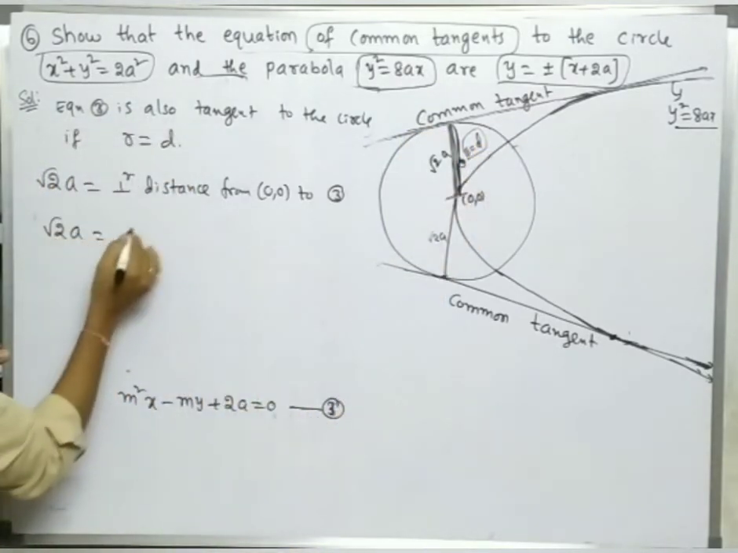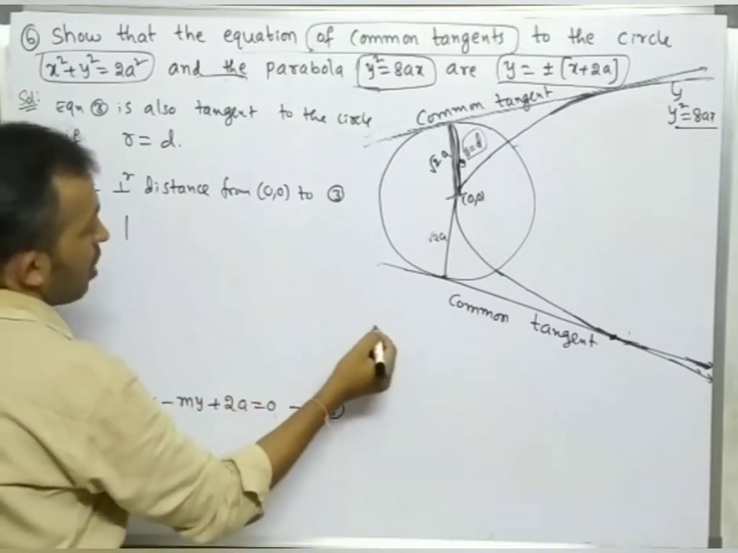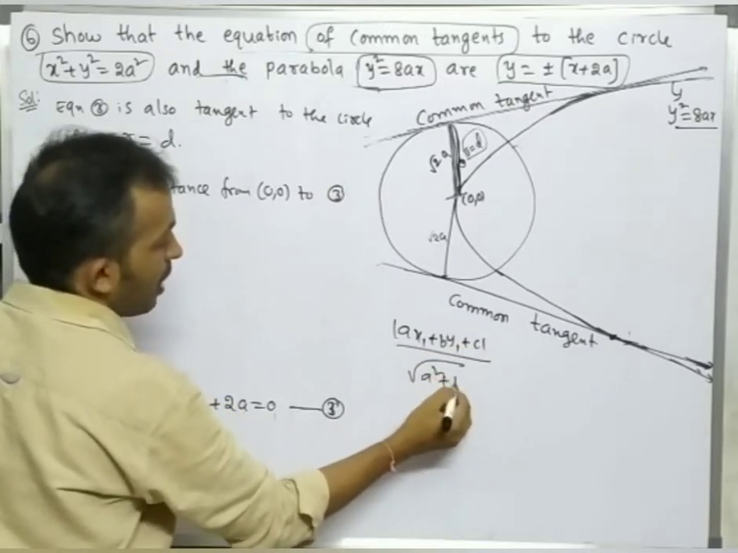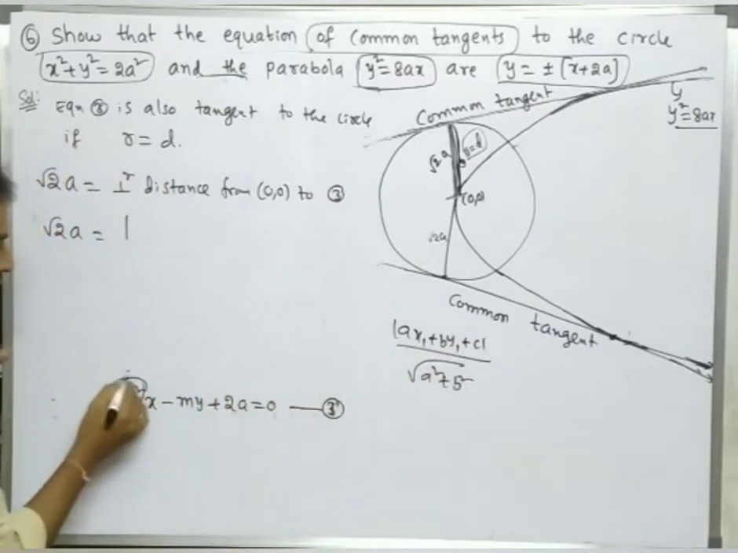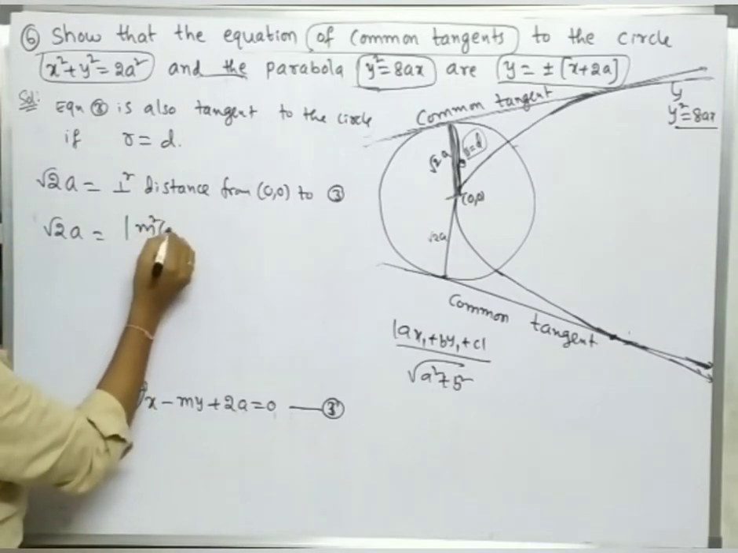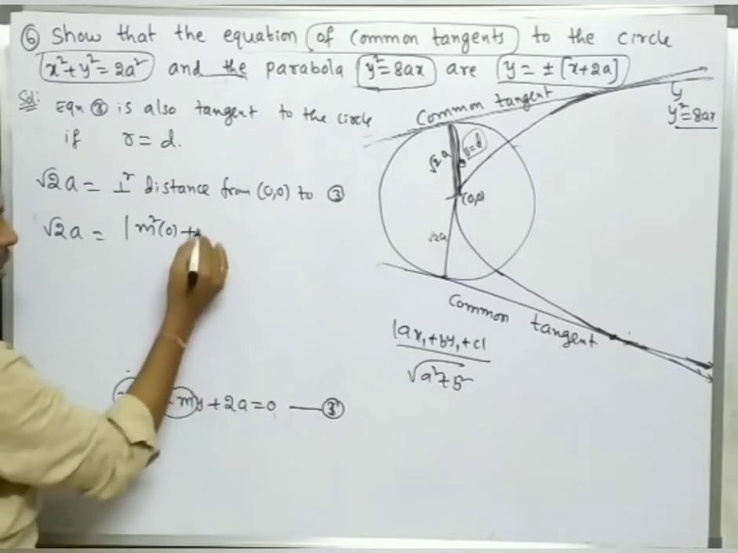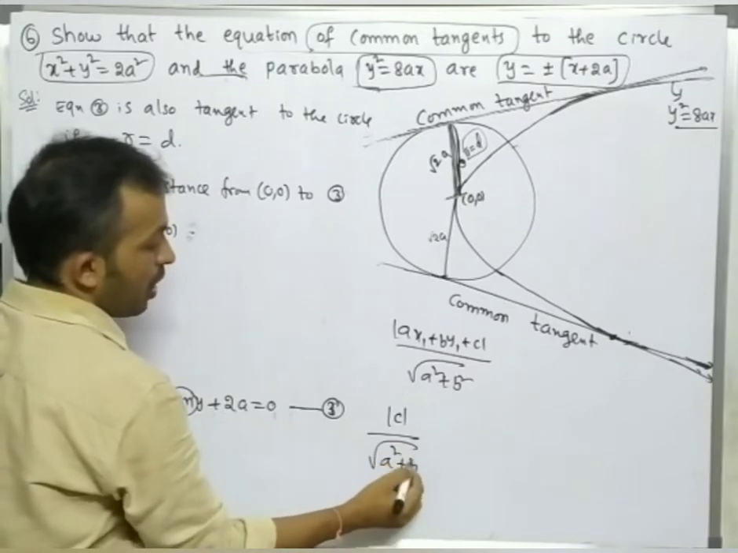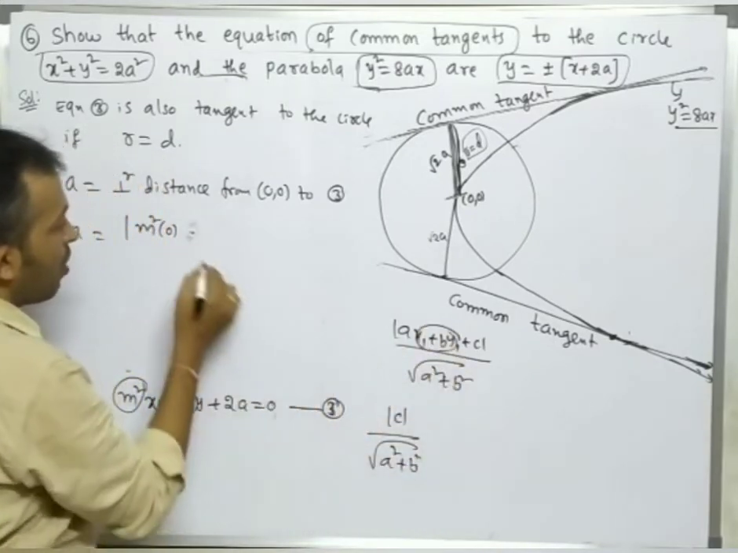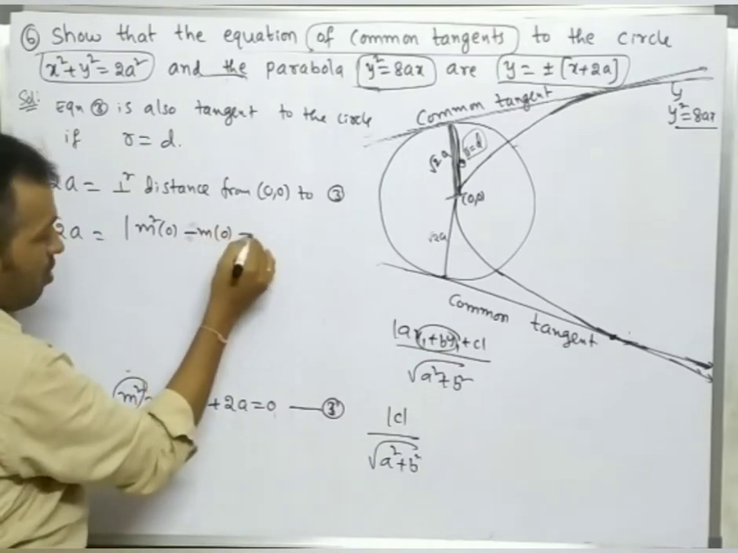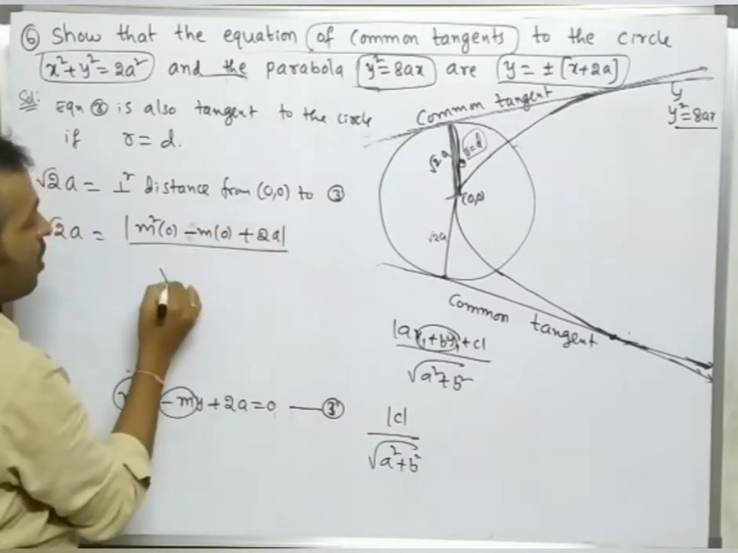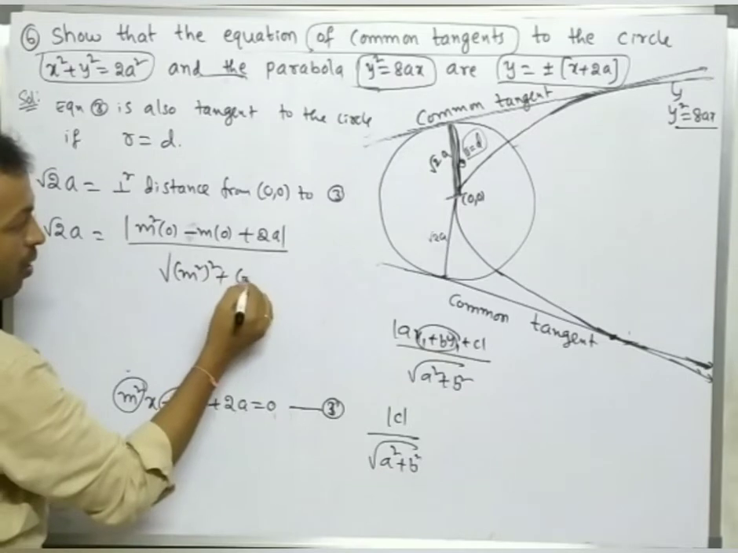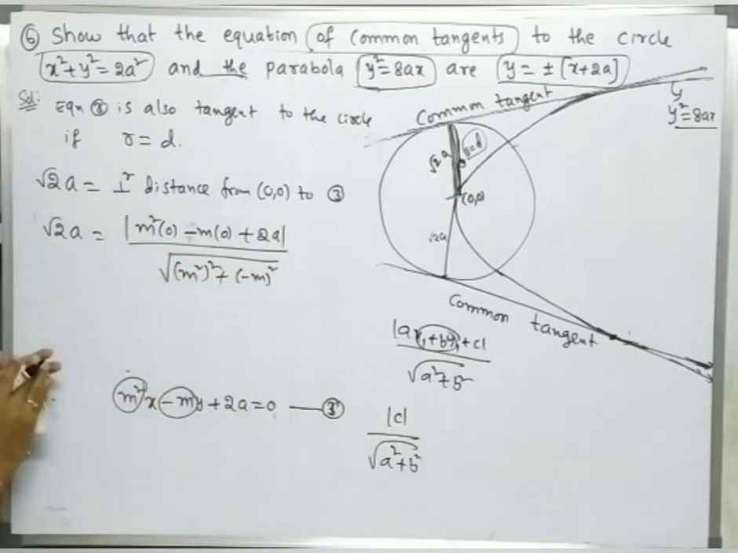So root 2a is equal to the perpendicular distance formula: modulus of ax1 plus by1 plus c, by under root of a square plus b square. What is a here? A value is m square into 0 plus b value minus m. Otherwise, we directly have the formula modulus of c by under root of a square plus b square if the point is 0 comma 0. So minus m into 0 plus 2a, by under root of a square, that is m square whole square, b square, minus m whole square.